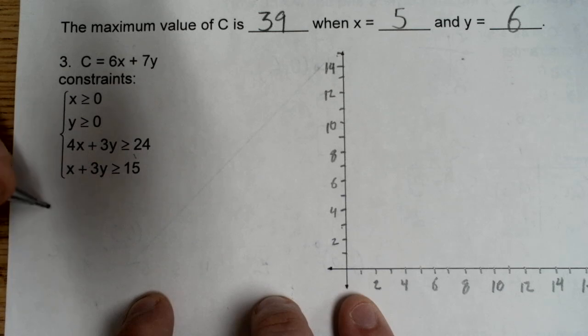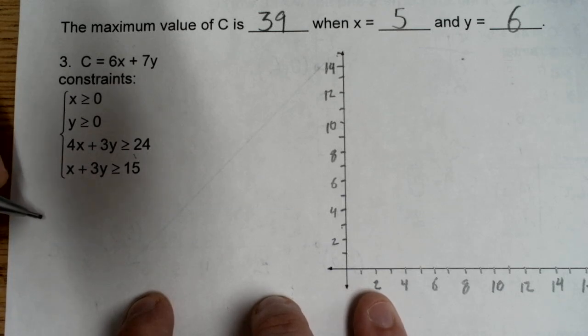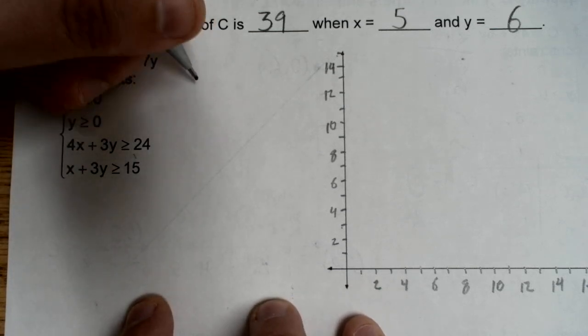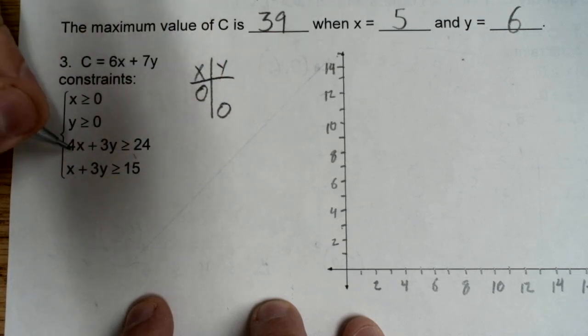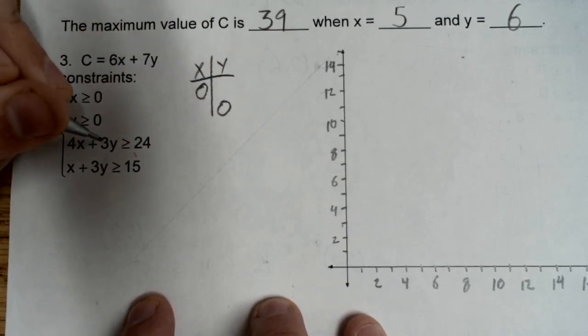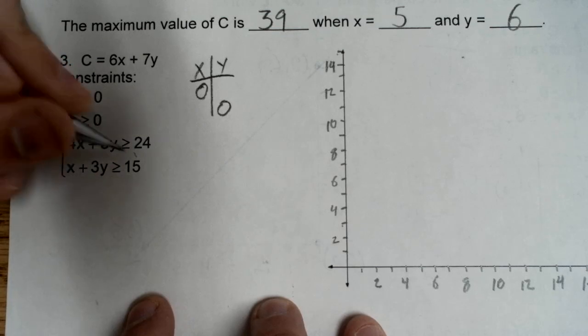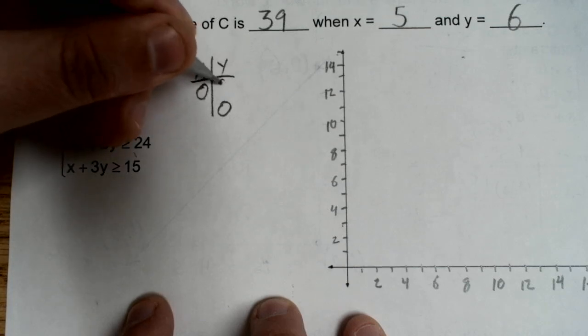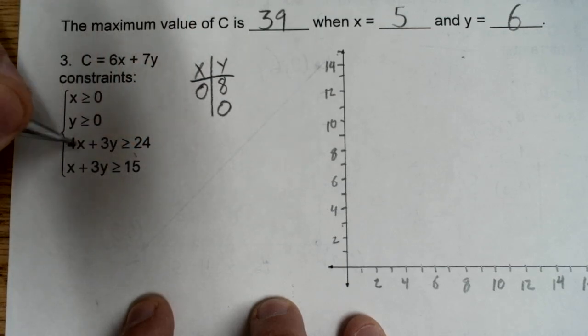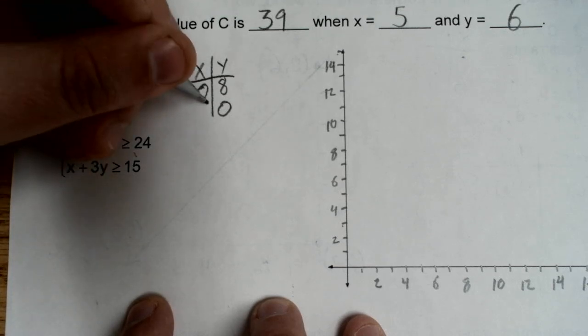So for 4x plus 3y, I'll work that out up here. When x is 0, it leaves me with 3y equals 24. So divide both by 3. It means y would equal 8. And then when y is 0, then 4x equals 24, so divide by 4, and that would give me 6.